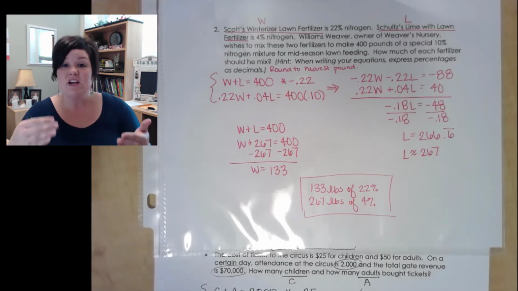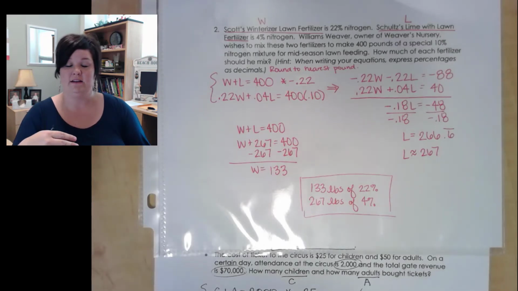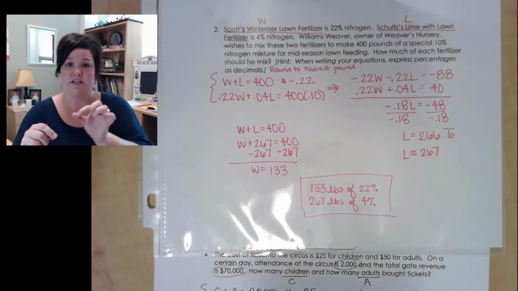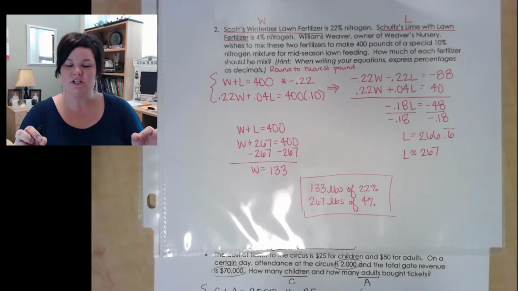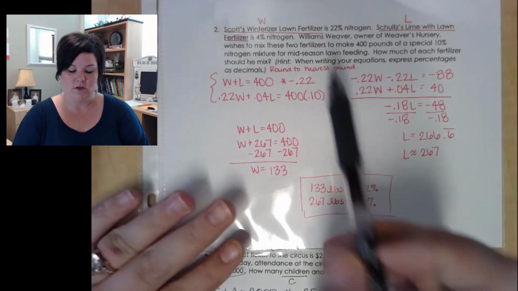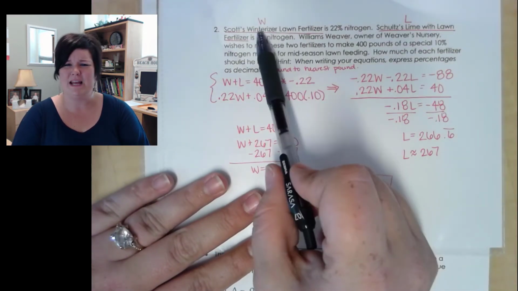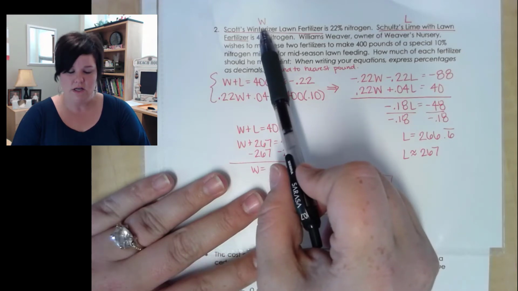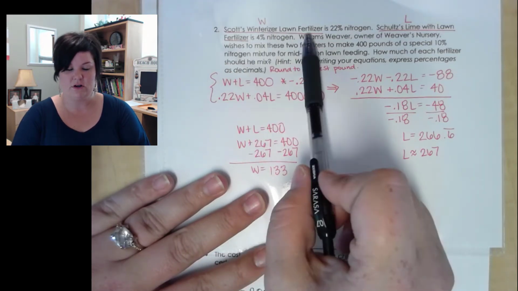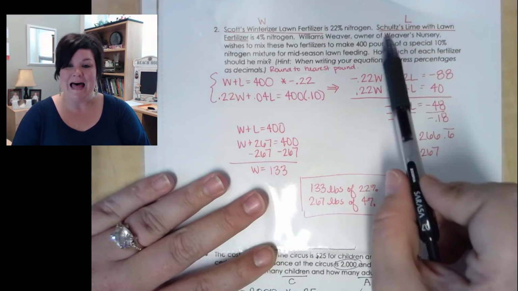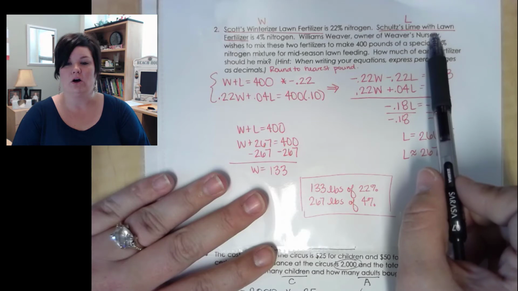Now, this one's very similar to the one that I did with the sunflower seeds and the bird seed. But instead of having a cost for each thing, we have a percentage that it is nitrogen. So I'm going to call this first fertilizer, and you can use X's and Y's. I like to label them because then I know which answer goes with which fertilizer. So Scott's winterizer lawn fertilizer, I'm going to call W, and Schultz's lime with lawn fertilizer, I'm going to call L.